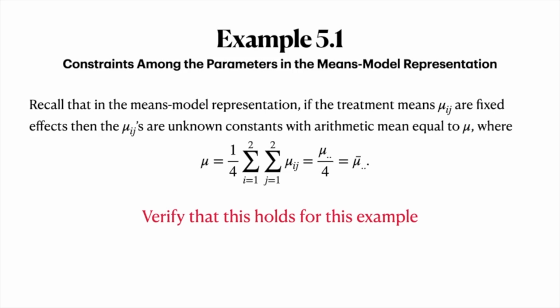And then on the far right hand side, I'm also denoting that mean of the 4 values as mu bar dot dot. So remember that the dot in a subscript or index means that we've summed over any index that has the dot. And if we put the bar on the top, that means that we've taken the average. Now, verify that this formula holds in this example.